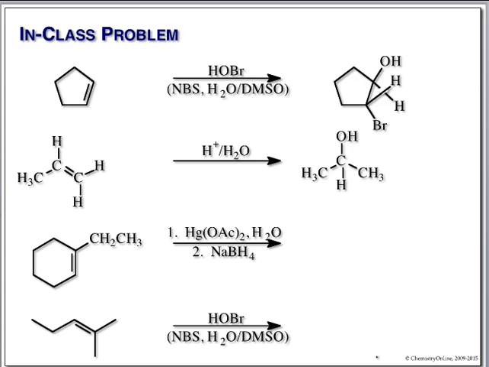We look at our next one, mercury(II) acetate. Mercury(II) acetate, we're going to form an alcohol. It's going to have Markovnikov regiochemistry. And we're not going to have to worry about rearrangement. Simply, the OH group is going to be bonded to our tertiary carbon. And it would look like that.